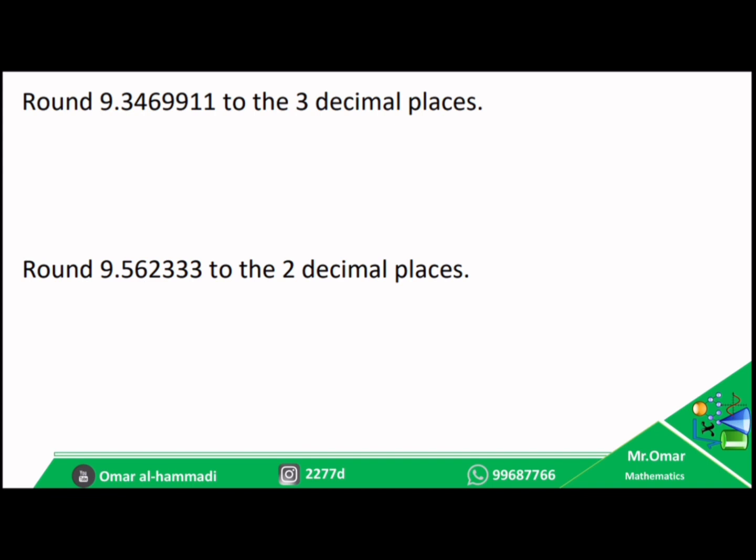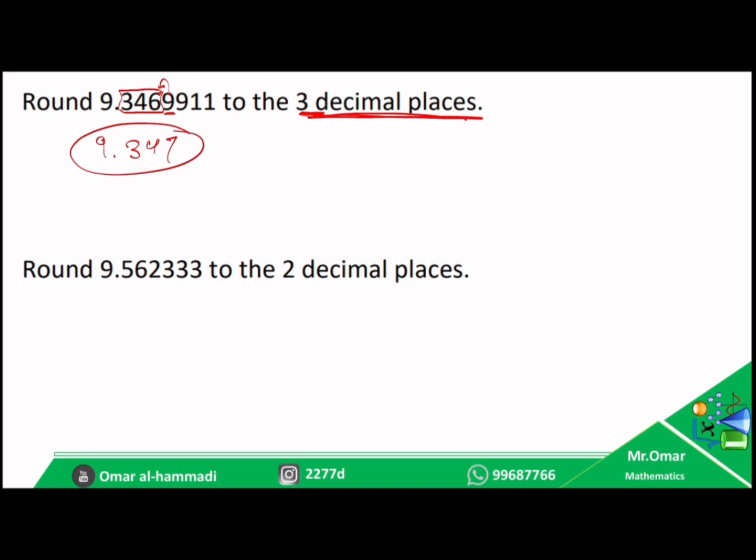Again, here they change the meaning of, for example, we will use 3 decimal places. Round 9.3469911 to the 3 decimal places. So this is easy. We will see, this is the 3 decimal places. We will see the 9. 9 is more than 5, so it will give us 1. It will be 9.347.